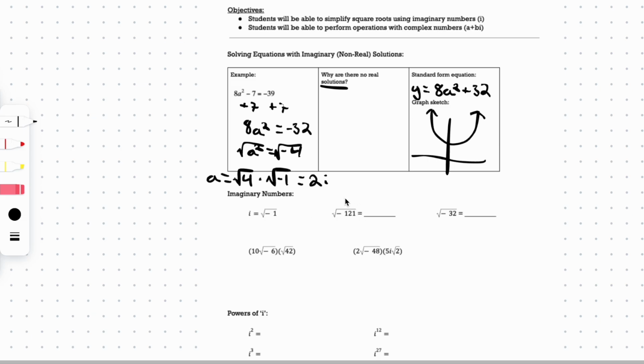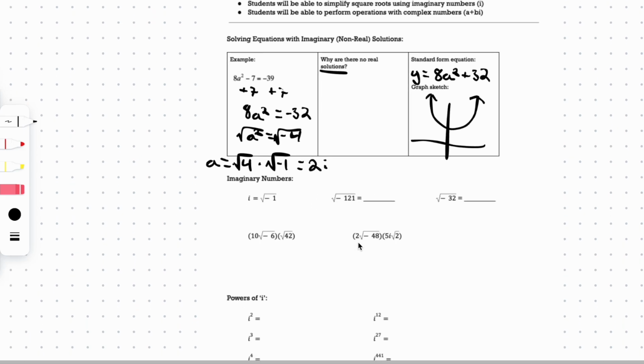Okay, let's solve some other problems. For example, here we're taking the square root of negative 121. Let's split that up into the square root of 121 times the square root of negative 1. The square root of 121 is 11, and we said the square root of negative 1 is i. Okay, perfect.